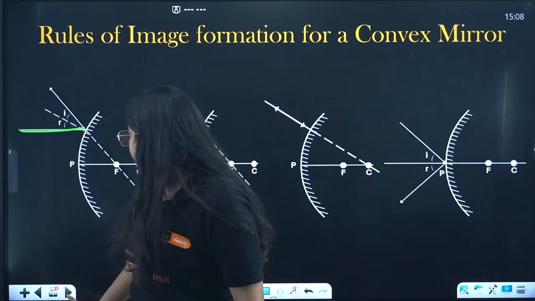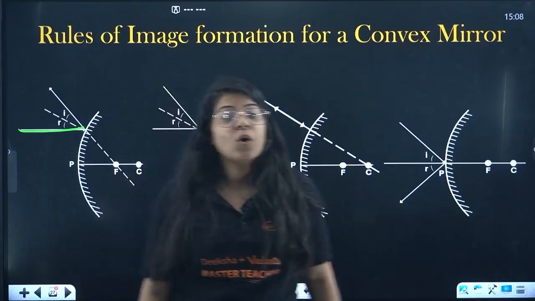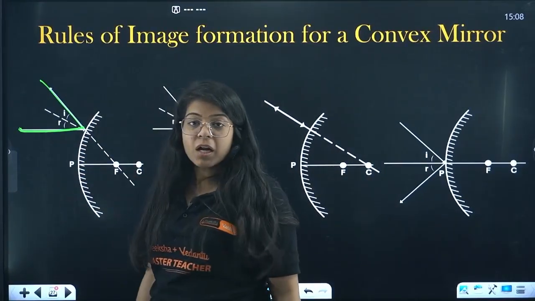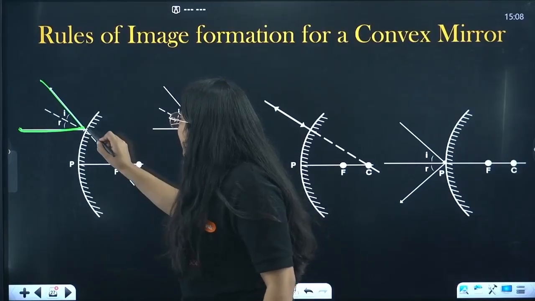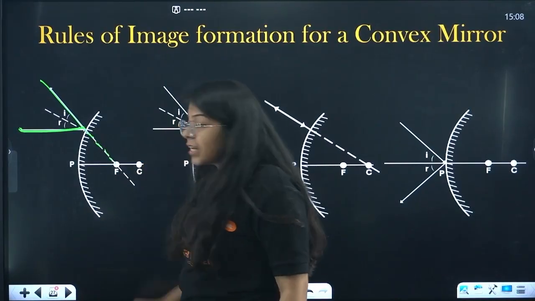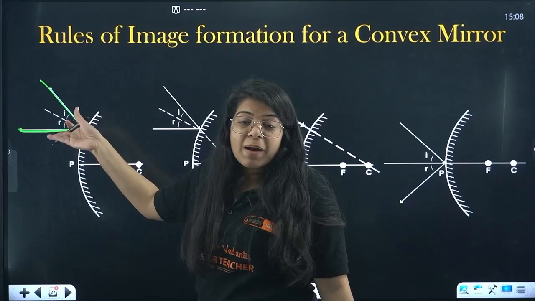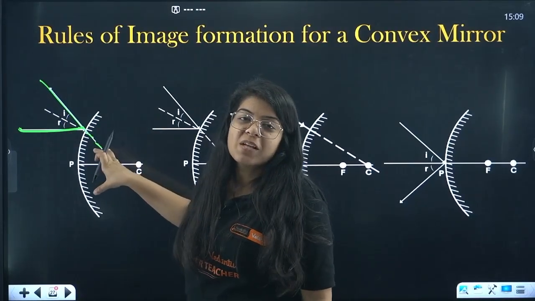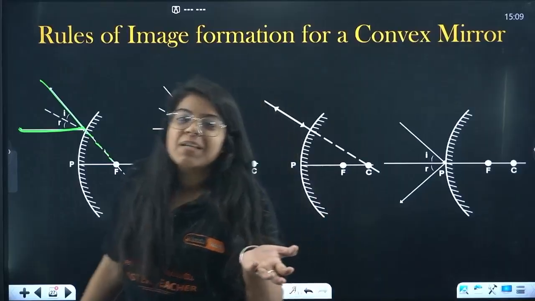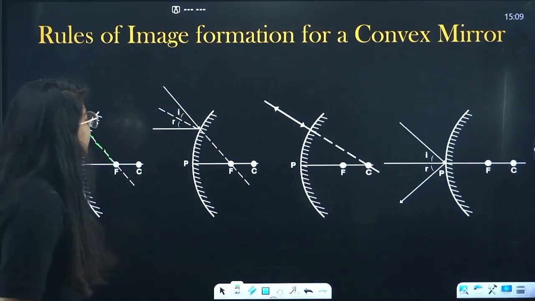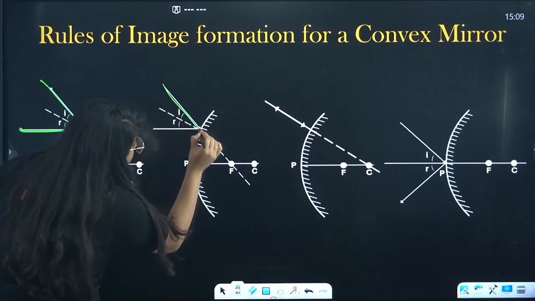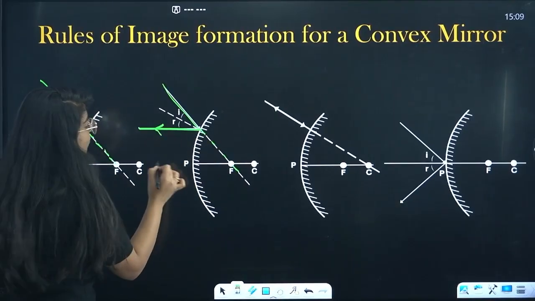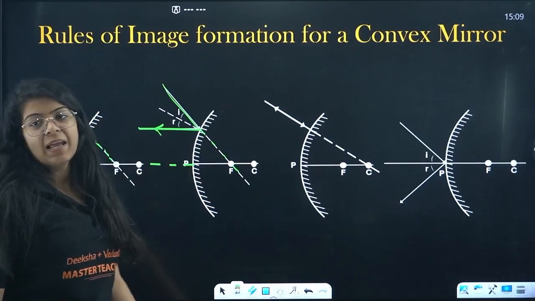So what we do, these rays are coming and going away, right? They are not converging. So we extend them backwards. We saw that if the ray is coming parallel and going away, if we extend it backwards, it looks like it is passing from the principal focus, right? Then again, if it is coming towards the focus, it will reflect back and become parallel to the principal axis.